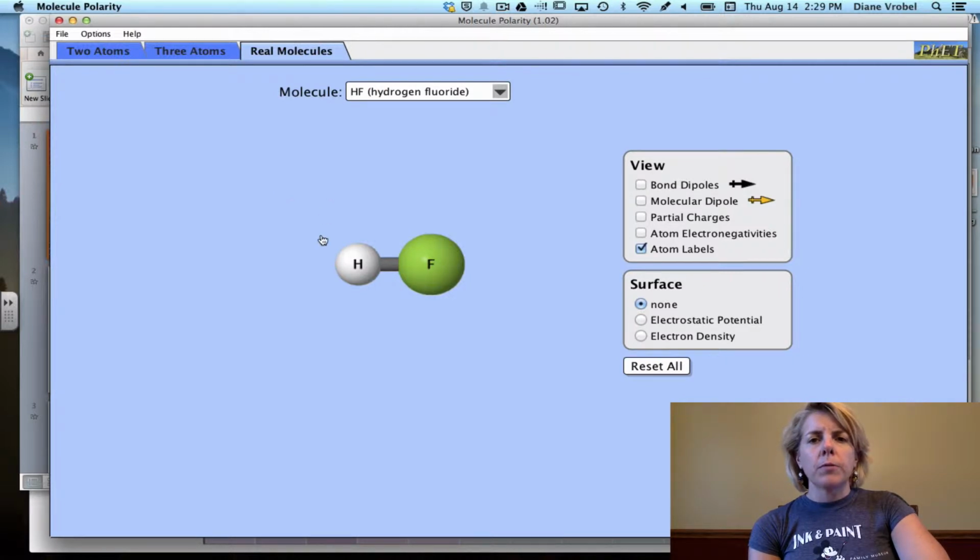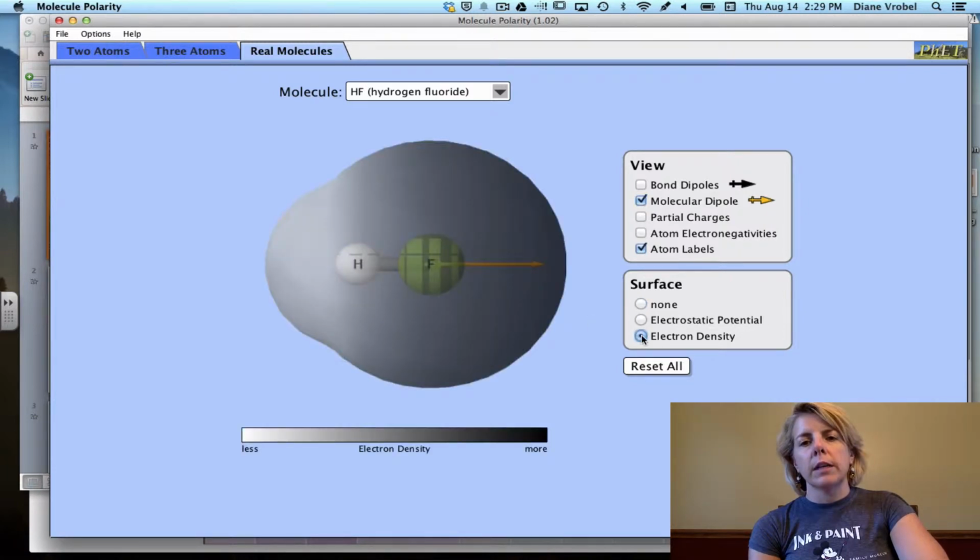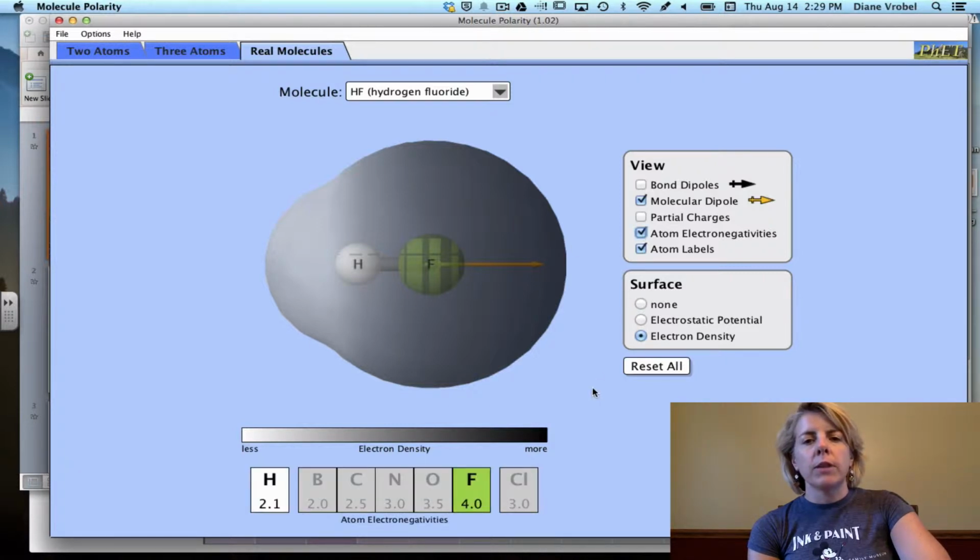So here we have hydrogen and fluorine. I'm going to show the molecular dipole. This yellow arrow tells me where we see most of the electron density. And notice that there's a little white here, and then it's mostly gray, almost black. Now I'm going to show you the electronegativities at the bottom here. Hydrogen is 2.1, and fluorine is 4.0. So hydrogen differs significantly from fluorine.